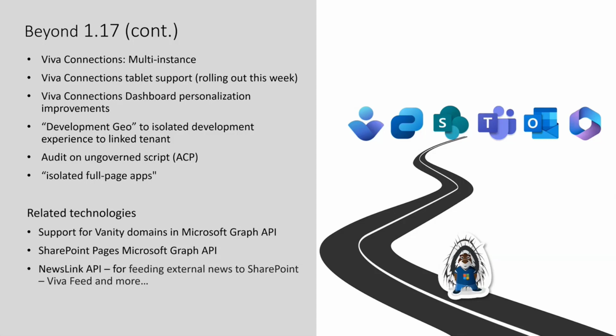And then for other related technologies, we are introducing support for vanity domains in the Microsoft Graph API. This feature is rolling out, so very soon you will be able to understand if you have vanity domains in SharePoint Online, with these URLs in Microsoft Graph. We want to have Microsoft Graph APIs in SharePoint pages and other functionalities around the Viva Feed and News Links API.